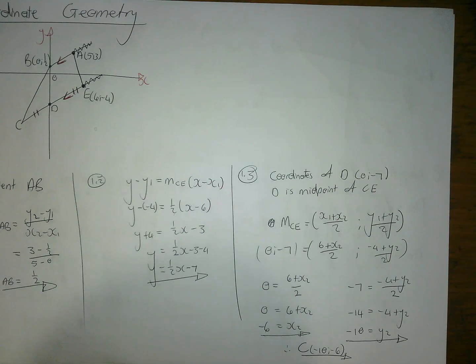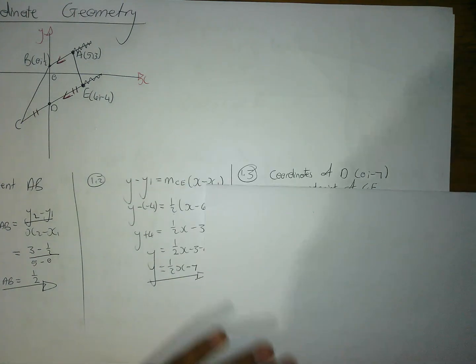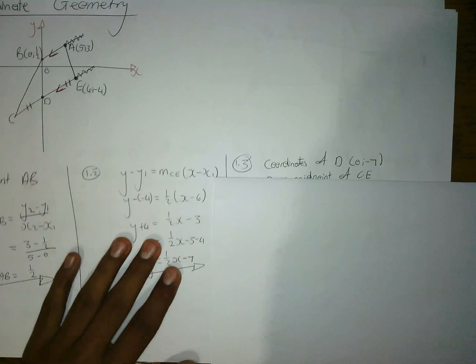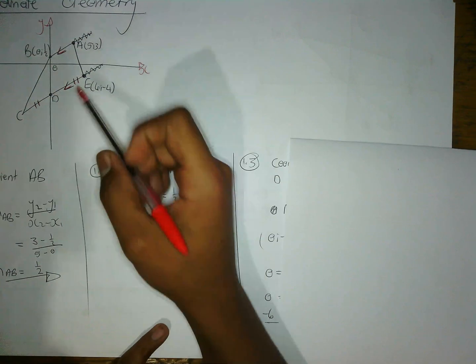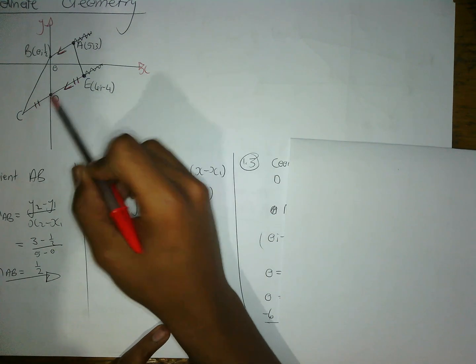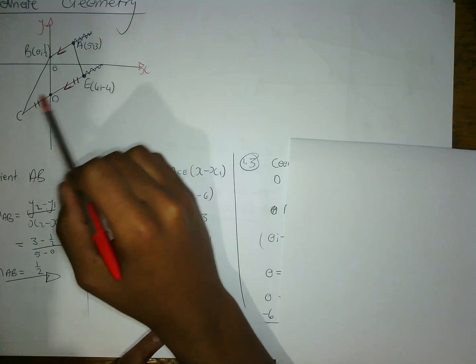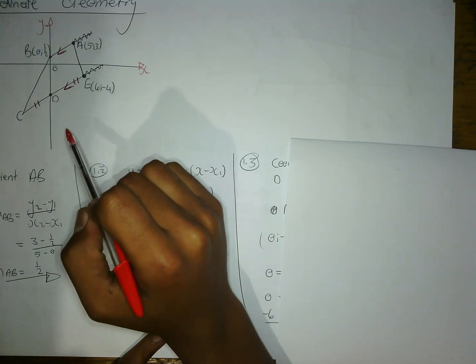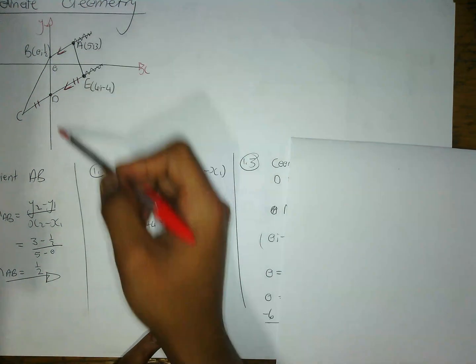So the next question is saying to calculate, let us first read the question, not guess the question. Calculate, determine the coordinate of C. So firstly, what you should note is that if CD is equal to DE in length, that means that D is the midpoint of line CE, right? And we must also note that the coordinate D is on the y-axis.